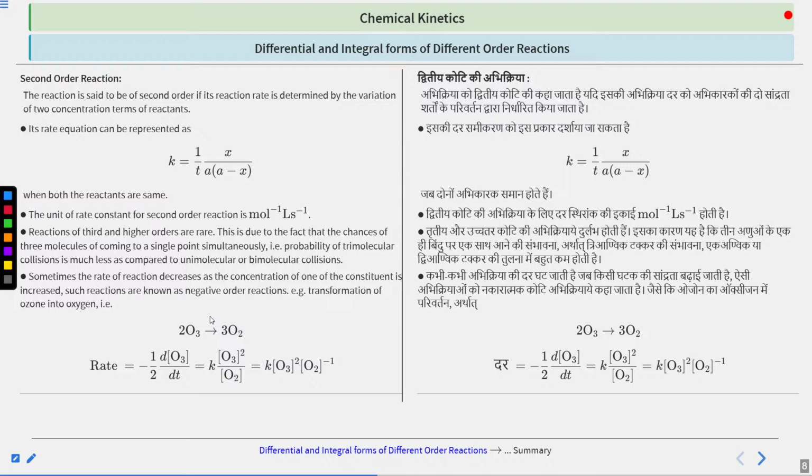So this is the rate law for ozone, meaning for the negative order reaction. This is the example. We are starting from ozone and it is giving us O2. You can see that this reaction has an order of minus 1 with respect to oxygen concentration. So you can see very clearly that rate is equal to K multiplied by ozone concentration raised to the power 2, and oxygen concentration raised to the power minus 1.